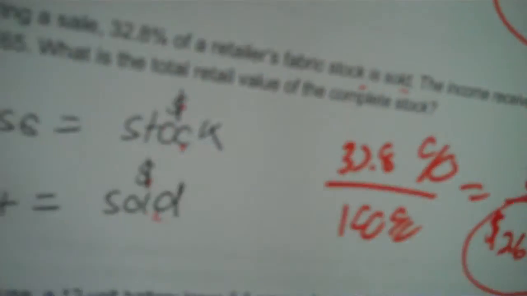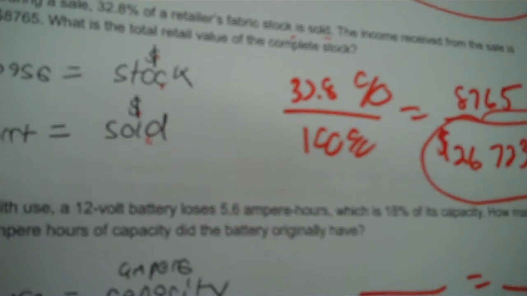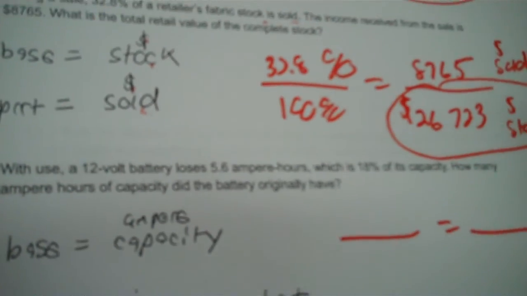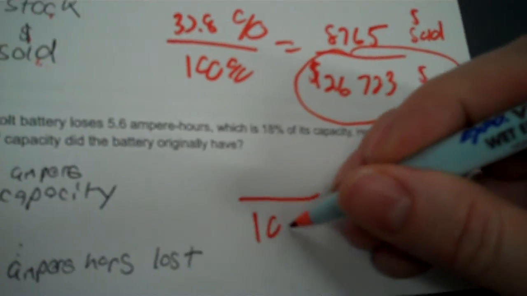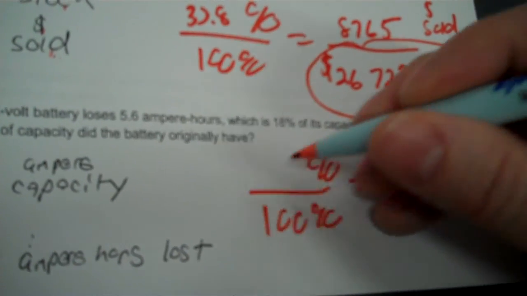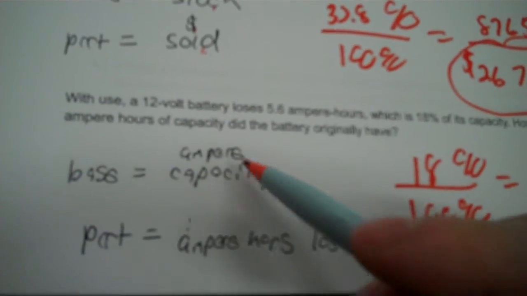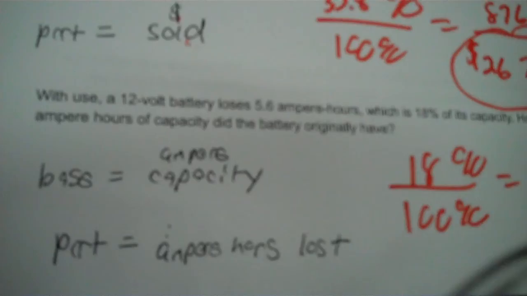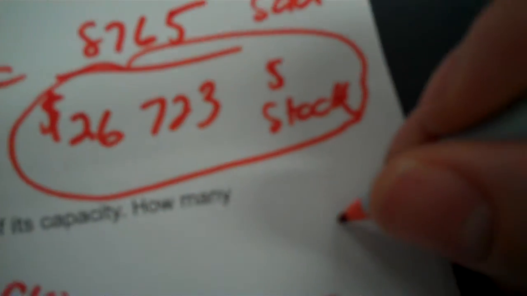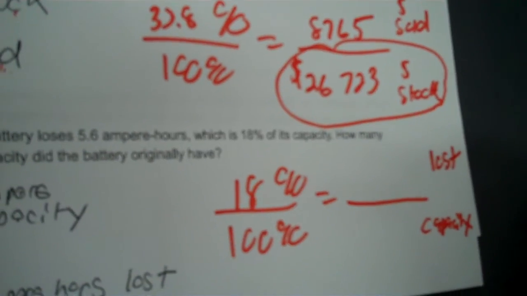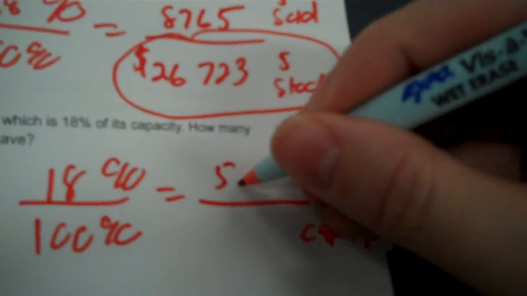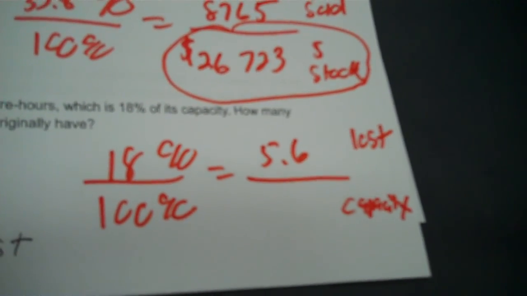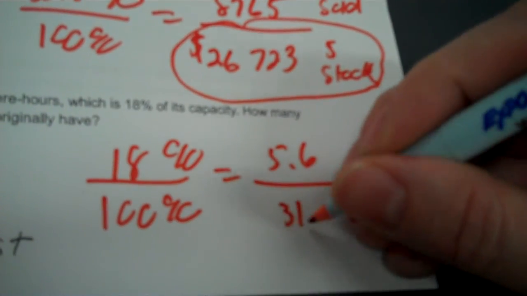Okay, then our last one. With use, a 12-volt battery loses 5.6 ampere hours, which is 18% of its capacity. How many ampere hours of capacity did the battery originally have? So you're not finding the percent, so you're going to use 18 percent. Now the base is the capacity. That's how many of the ampere hours are in the whole thing. The part is how many ampere hours were lost. Well, 5.6 is how many they lost, and that accounts for 18%. Now, what was the capacity originally? That would go with 100. Cross multiply and divide, you get 31.1 capacity.